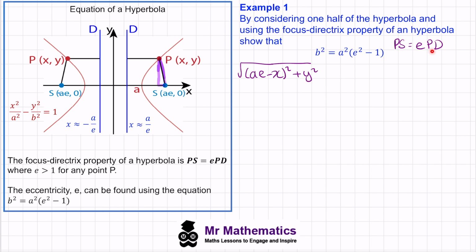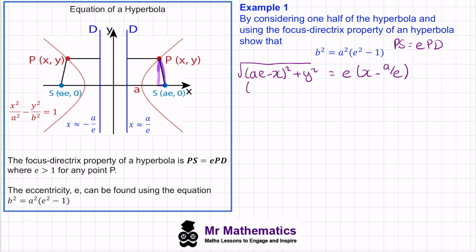And we can work out PD. This will be the length from the point to the directrix, which is the same as the x value at the point minus the distance from the y-axis to the directrix, which is when x equals a over e. So this will be equal to e times PD, x minus a over e. And we can simplify this by squaring both sides to cancel out this square root.